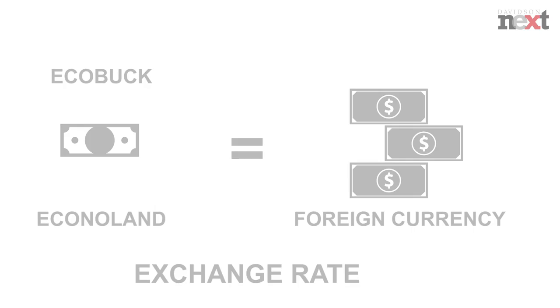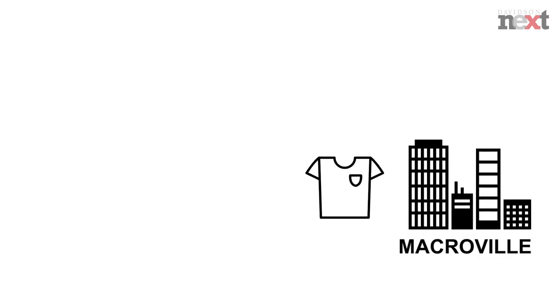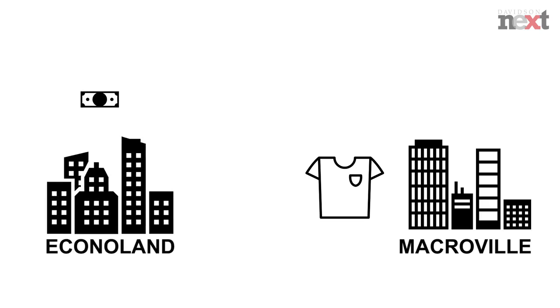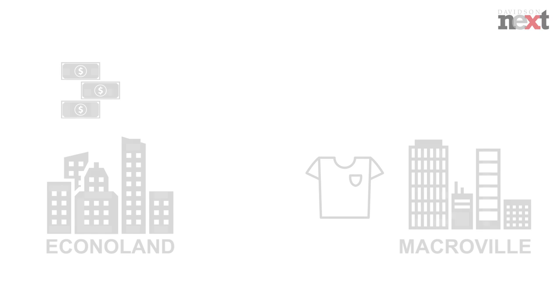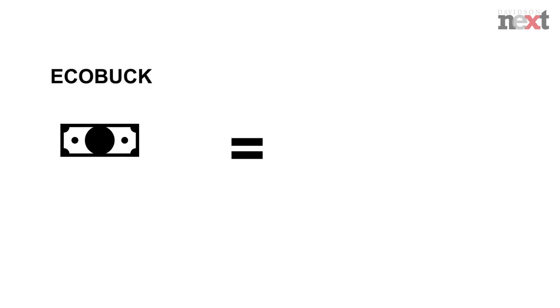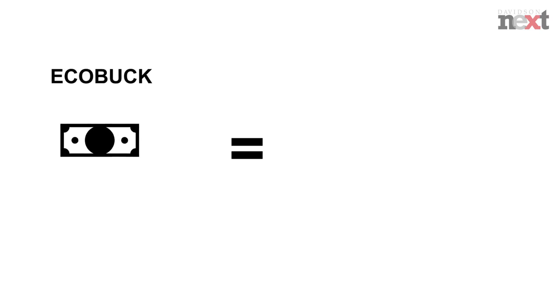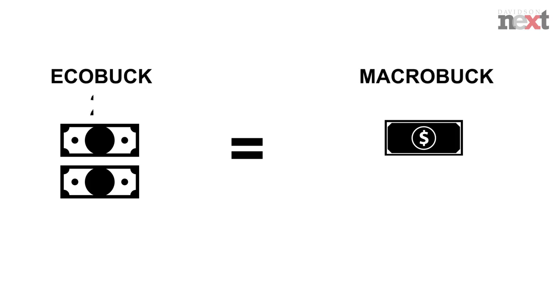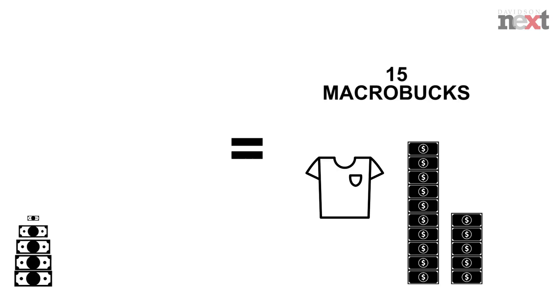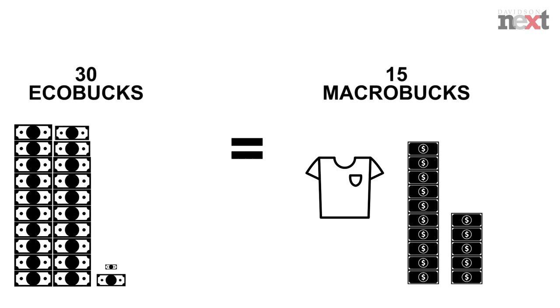For example, imagine that you want to buy a t-shirt from Macroville. In order to do this, you will need to exchange some of your EcoBucks for Macrobucks. The foreign exchange market allows you to make this exchange. Let's imagine that the EcoBuck exchange rate in the Macrobuck EcoBuck currency market is a half of a Macrobuck per EcoBuck. This is equivalent to a Macrobuck exchange rate of 2 EcoBucks per Macrobuck. In this case, if the t-shirt costs 15 Macrobucks, then you would need 30 EcoBucks in order to purchase it.